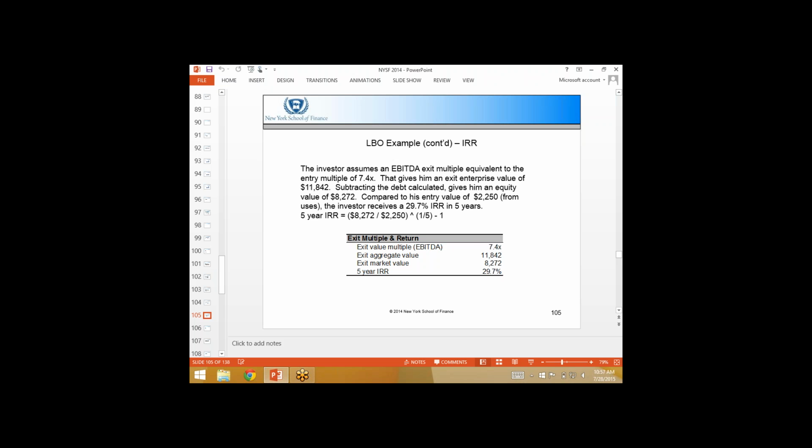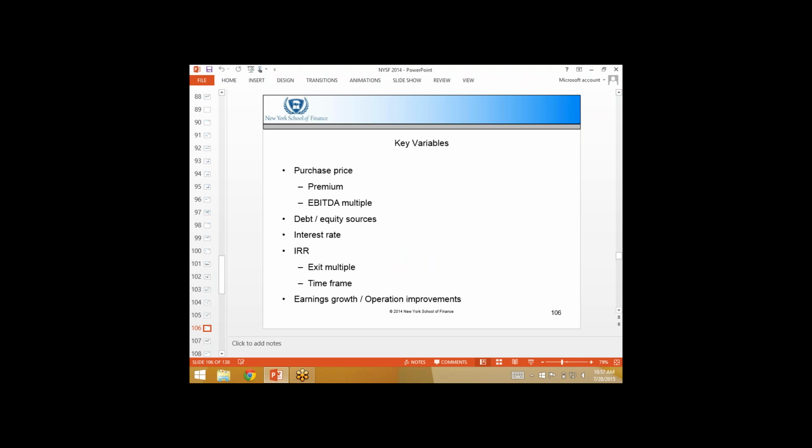What else? Exit multiple. Big variable. Yes, Robert. Number of years. Timeline. Real important. We'll dig deeper and deeper into this as we go. The price paid, purchase premium, so entry multiple, purchase premium, right? The debt equity sources, how much debt you've raised, the interest rate, like you mentioned. Exit multiple, time frame, and then the growth, really everything relates to the cash. Those are the major variables. So let's go tomorrow. I want to dig deeper into the subjective, give a bunch of examples, work on the technical, and start to slowly get you comfortable with buyouts.